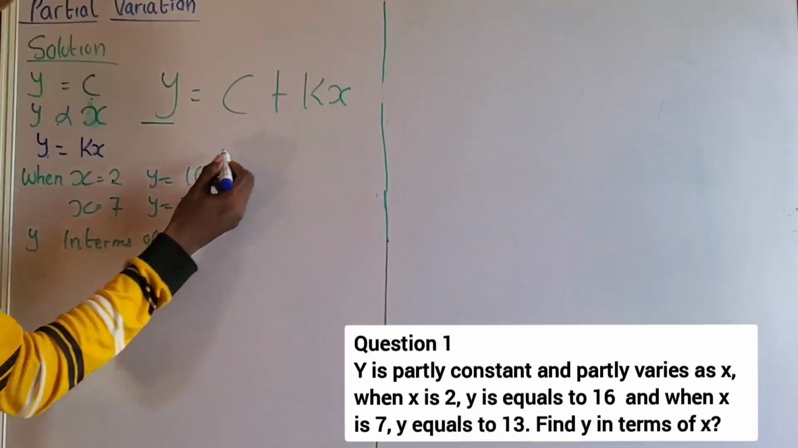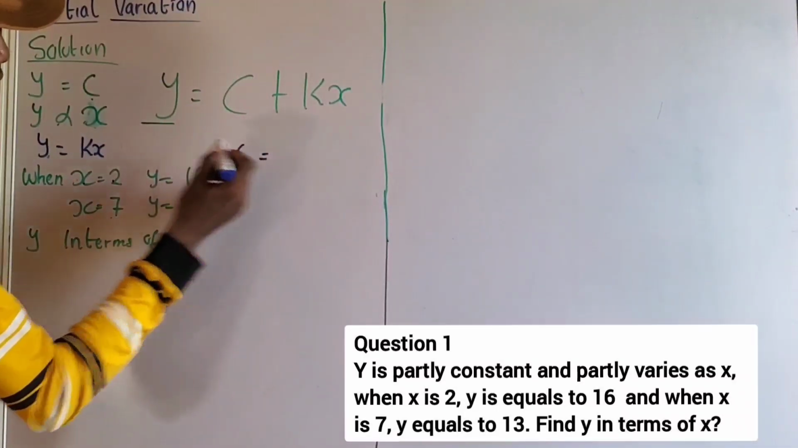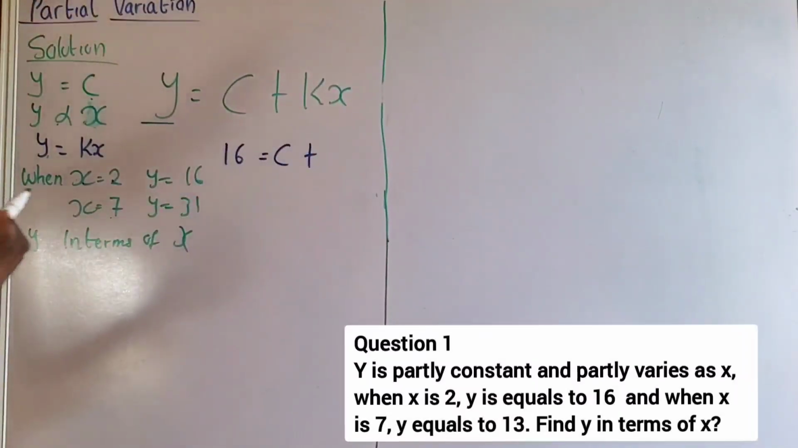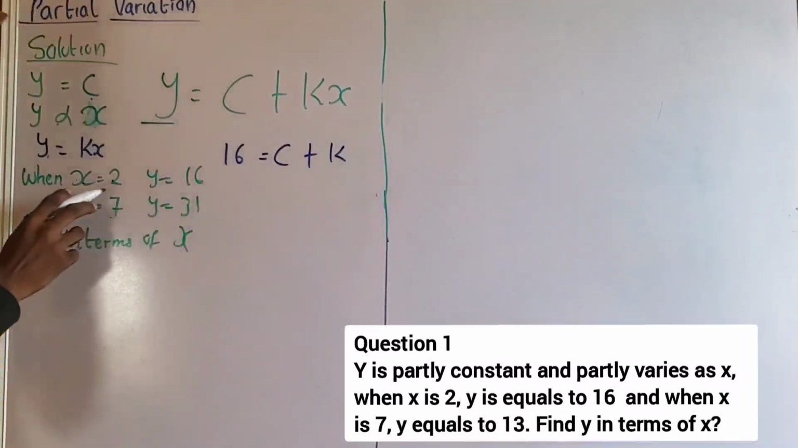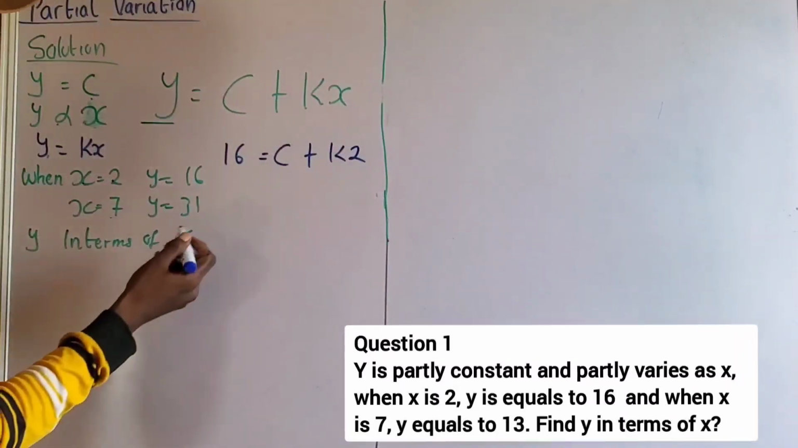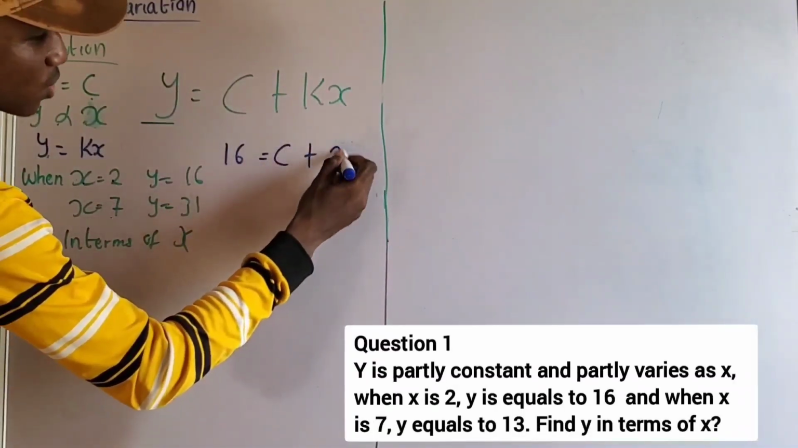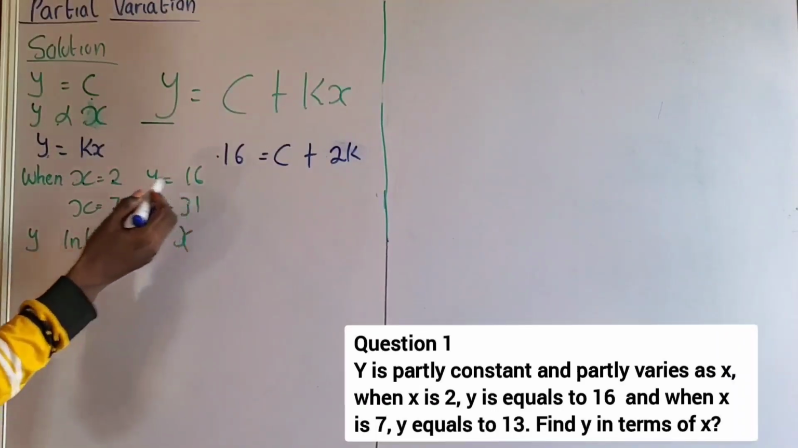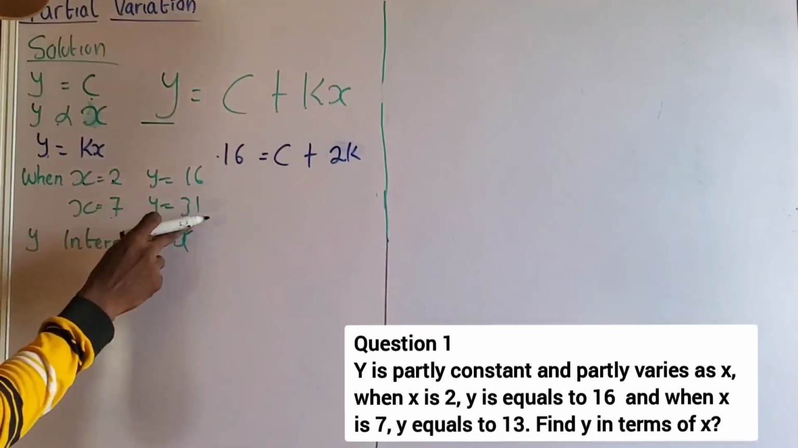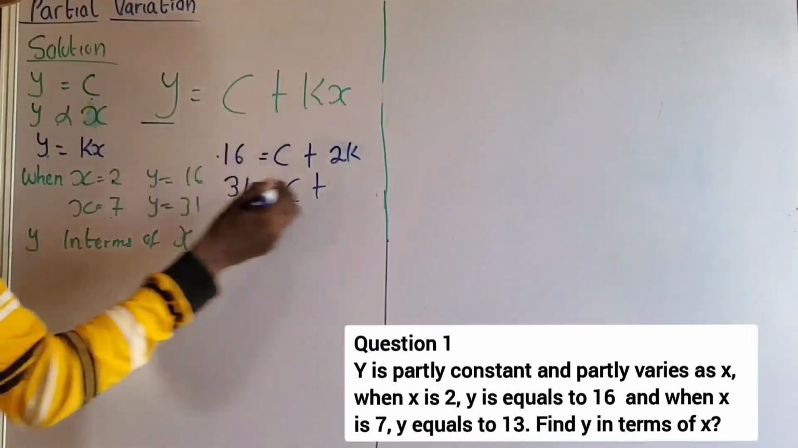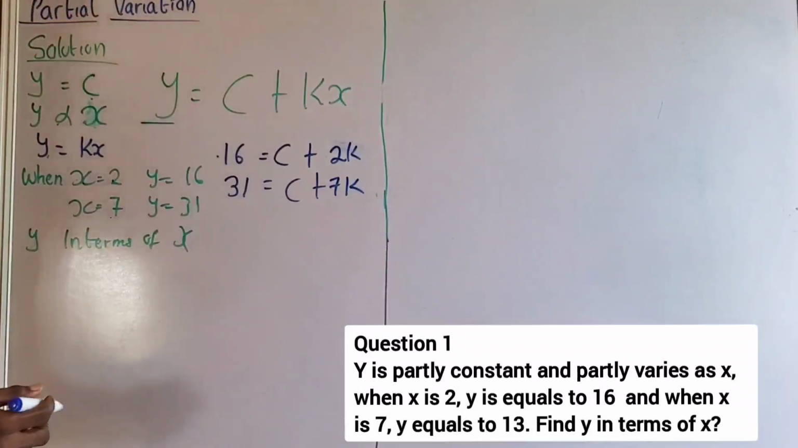So when y is 16, I'm going to have 16 equals c. We don't know the value of c, okay? So I'm going to have c plus, we don't know the value of k as well, kx. Now x is 2, so k times 2, you can write it as 2k. That is the first one. Now for the second one, when x is 7 and y is 31, I'm going to have 31 equals c plus, now when x is 7, plus 7k. Are you getting it? Now I have 2 equations which can be solved simultaneously, okay?